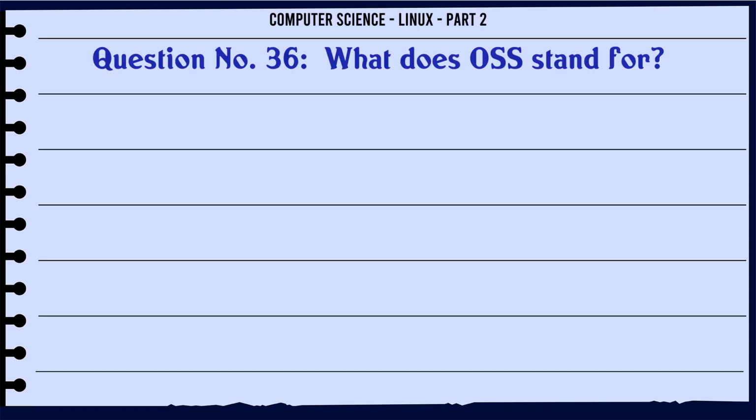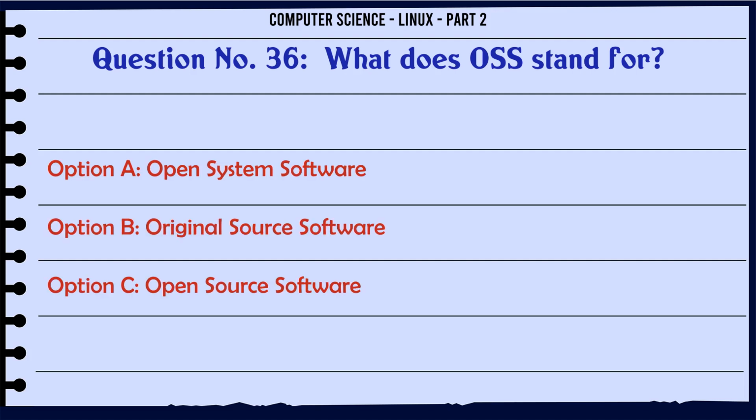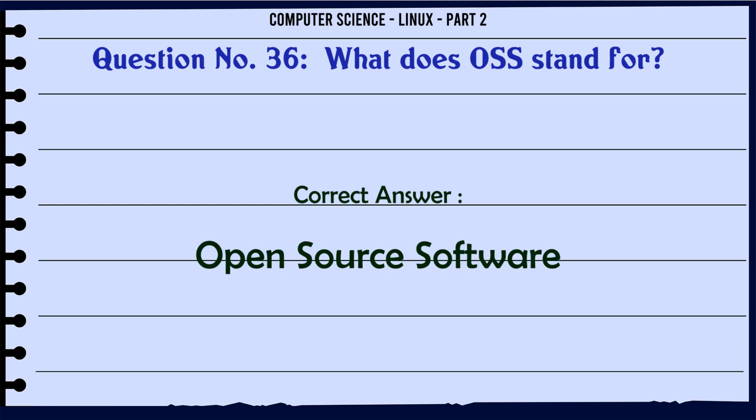What does OSS stand for? A. Open System Software. B. Original Source Software. C. Open Source Software. D. Original System Server. The correct answer is Open Source Software.